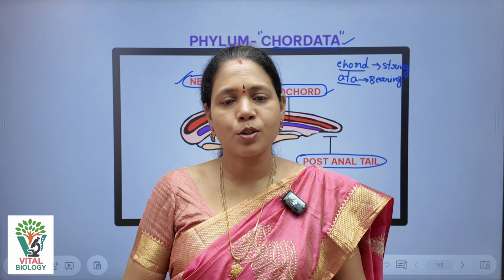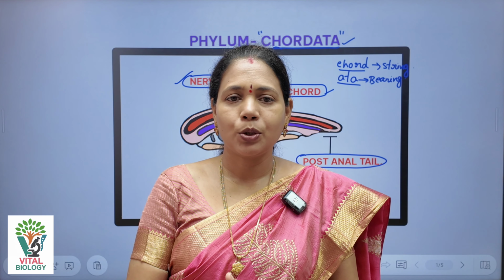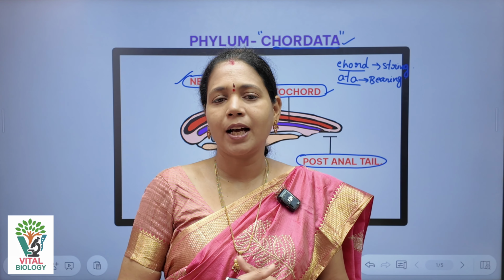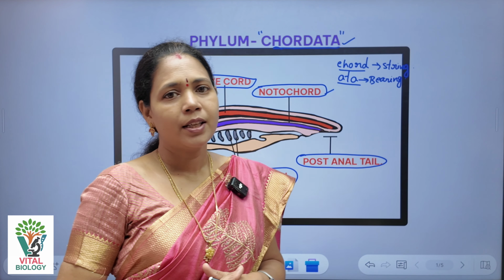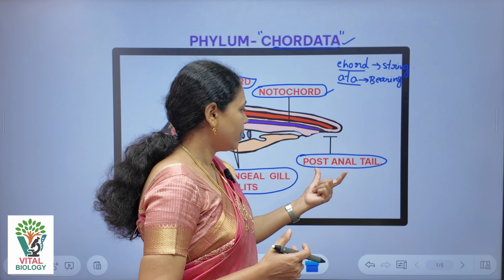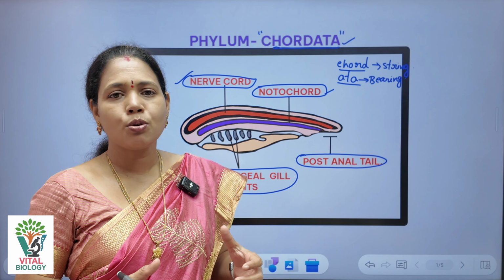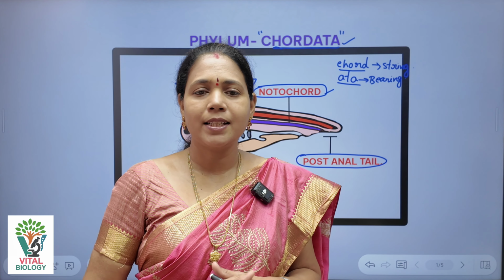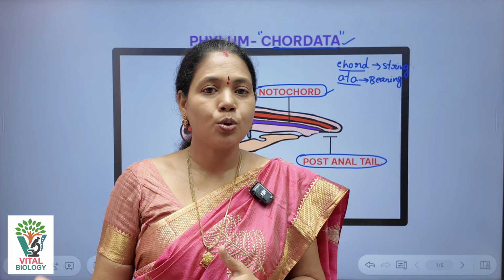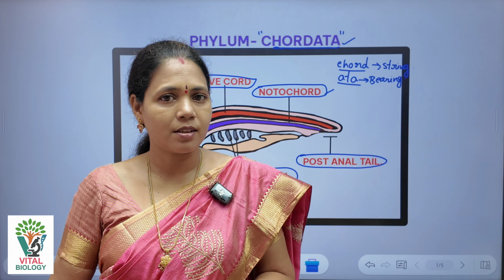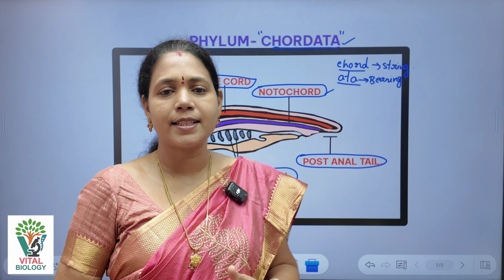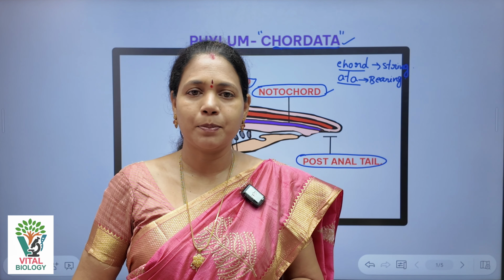In further classes we'll study that particular group of organisms which have such filter feeding function of the pharyngeal gill region. Next, the post-anal tail helps in balancing and also in interacting with other animals by signaling. For these functions, the post-anal tail is helpful to the animals.